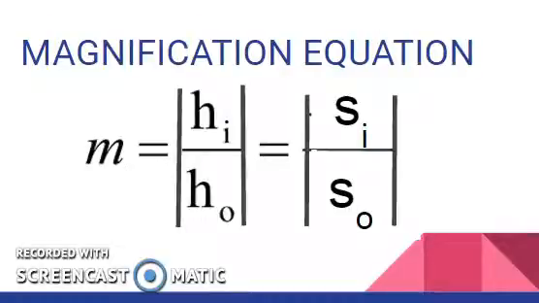Now we move on to our magnification equation, where m equals magnification, which is the absolute value of the image height over the object height, which also equals the absolute value of the image distance over the object distance.